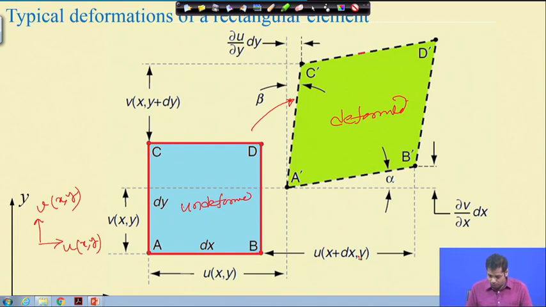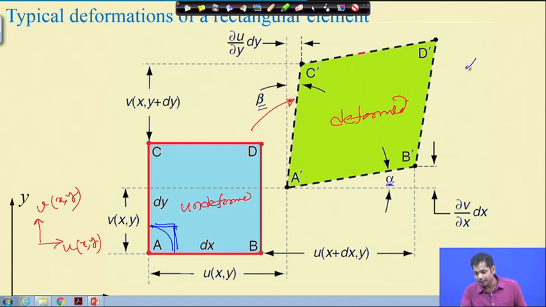Similarly, in y direction the displacement is v. Point A moves to A dash, so the corresponding y displacement is v, and then C moves to C dash. This distance was dx, so this is v of x, y, and the point at distance dy becomes v of x, y plus dy. Okay. Then the change in angle: this angle was initially 90 degrees, and the change in angle is alpha, and here it is beta.